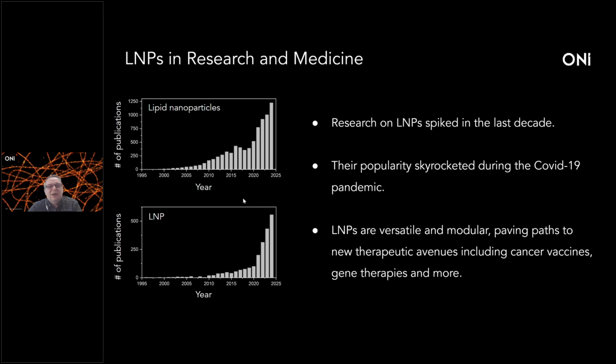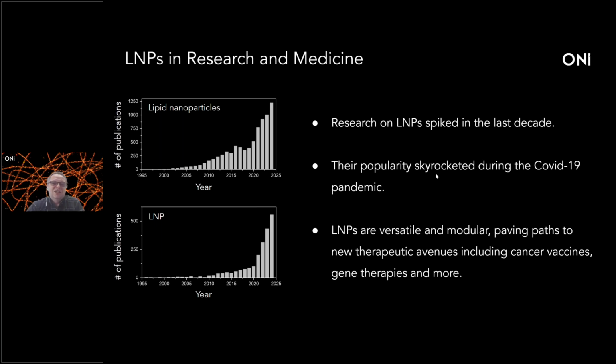As I already mentioned, these particles are very versatile and modular. They are currently used and investigated in different vaccines, but also in gene therapies, because the advantage of this particle is that their cargo can be modified and also their surface can be modified to be more specific. So you can design these lipid nanoparticles to deliver the cargo to a specific place within a human body.